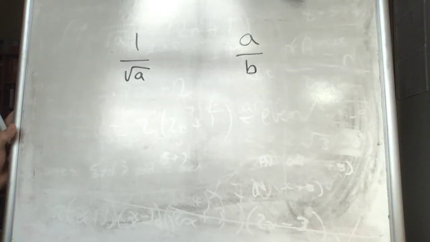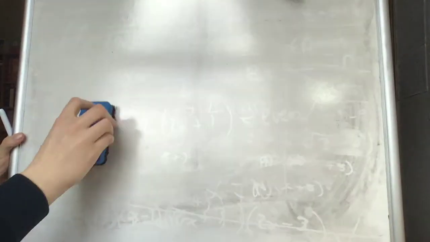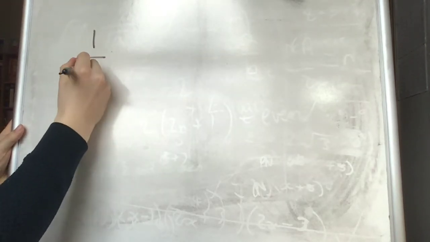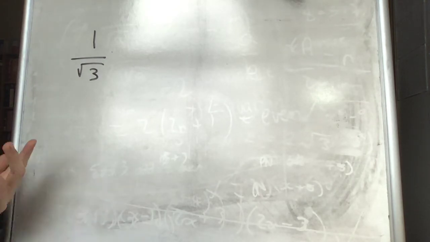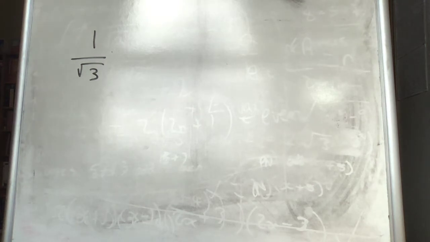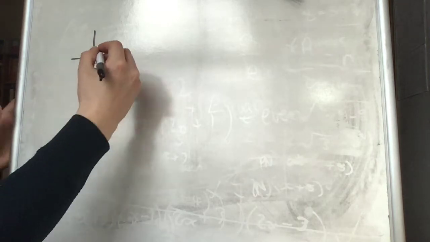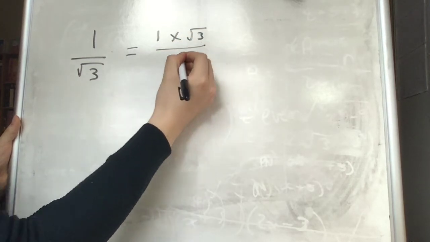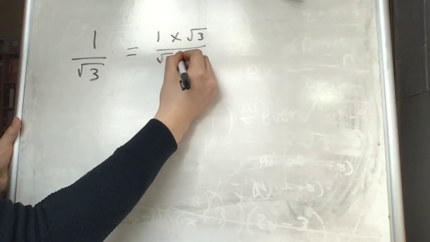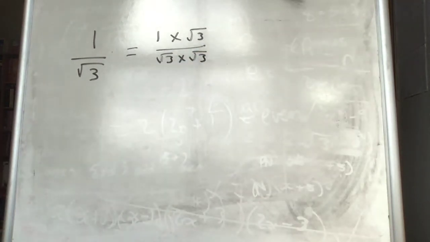So let's look at an example. How would we rationalise the denominator of 1 over the square root of 3? When we have a fraction in this form, we want to multiply the numerator and the denominator by the surd itself. So we can rewrite this expression as 1 multiplied by the square root of 3 over the square root of 3 multiplied by the square root of 3. We're literally just taking our surd at the bottom and multiplying both sides by that number.